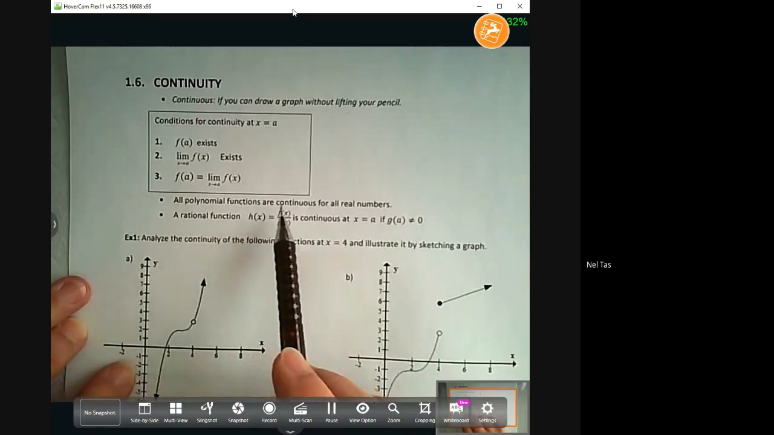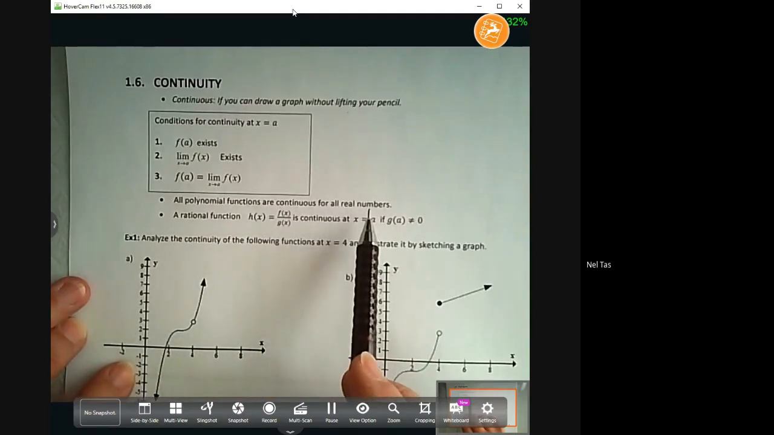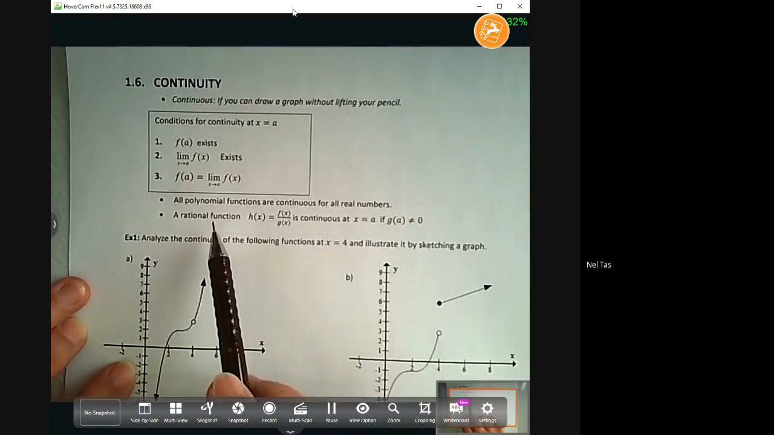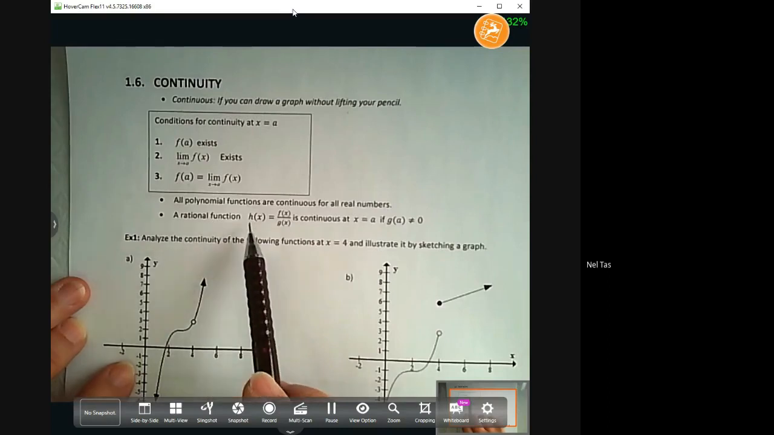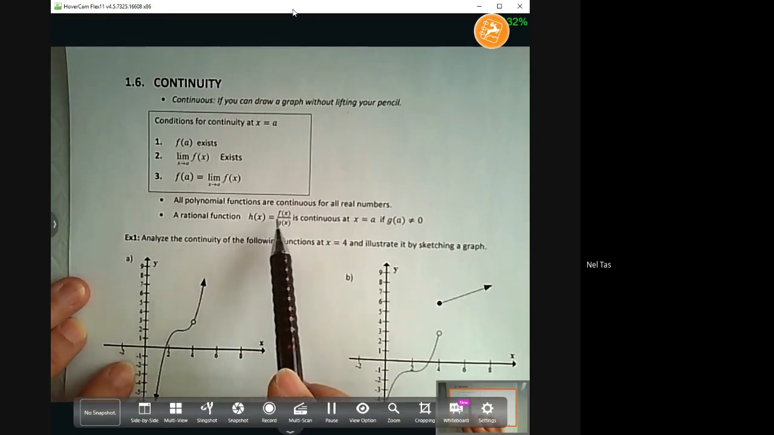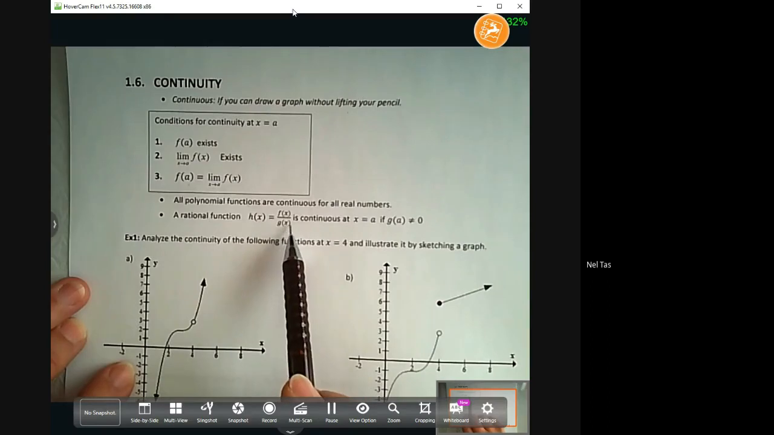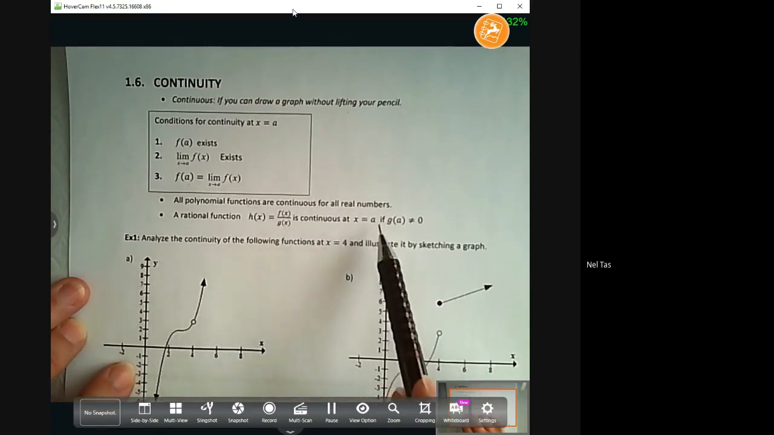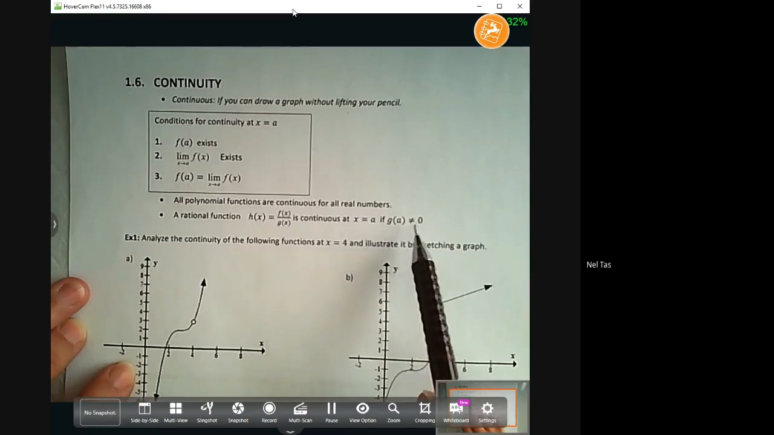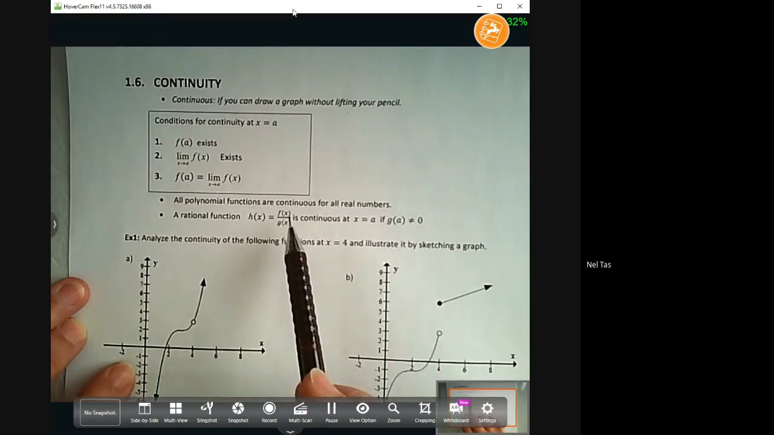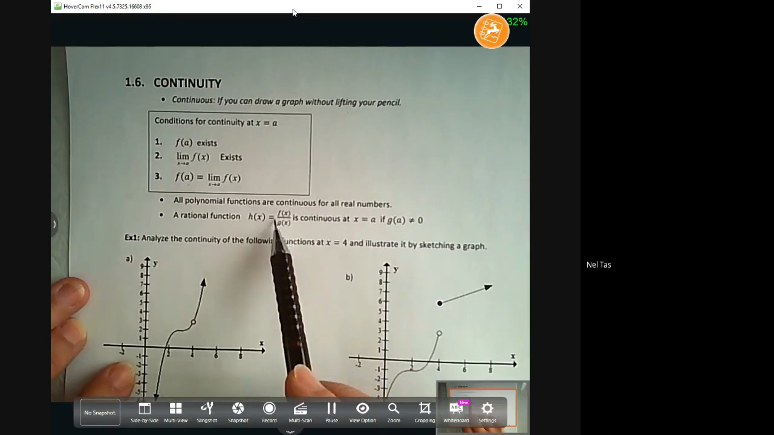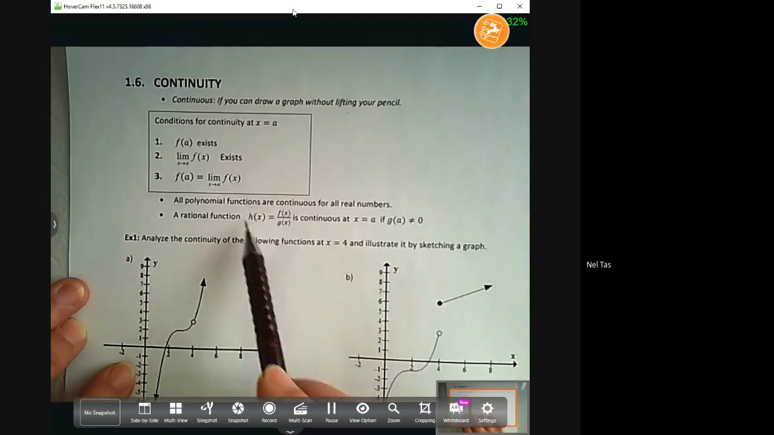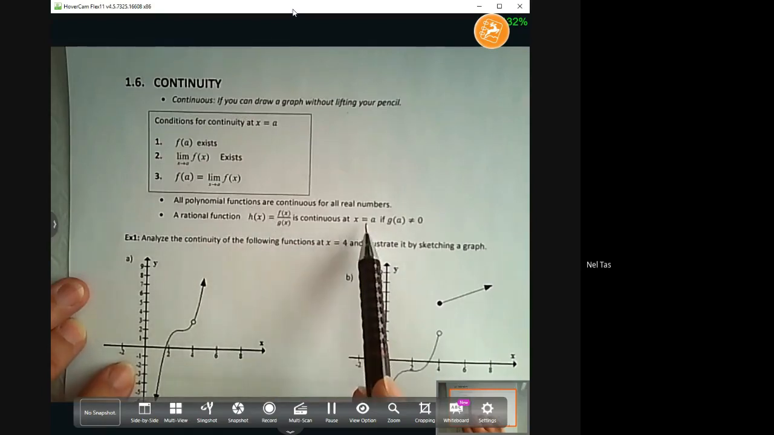All polynomial functions are continuous for all real numbers. We already talked about this before. A rational function, let's say we have h of x equals f of x over g of x, is continuous at x equals a if g of a is not equal to 0. Means when you substitute a in here, if you don't get 0 for the denominator, this rational function is continuous at x equals a.